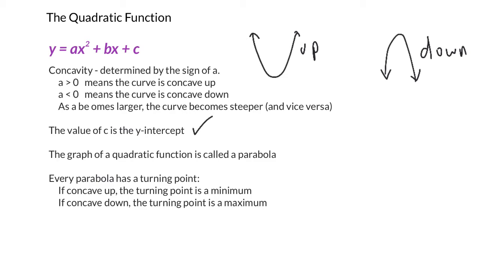So any parabola always has what we call concavity. It always has a y-intercept, and it always has a turning point. It may or may not have x-intercepts, but it always has those couple of features there that I've mentioned.